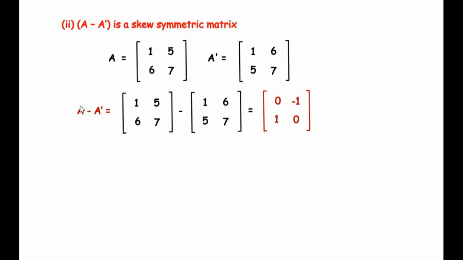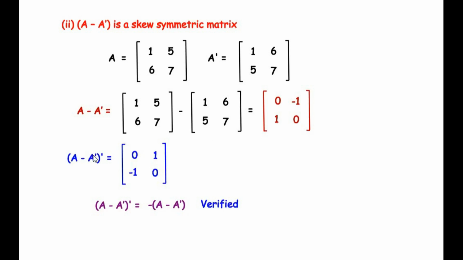Now let us take its whole transpose. So A minus A transpose the whole transpose. Now the first column has become the first row and the second column has become the second row. So here we can see that the diagonal elements are 0 for the original matrix and the transpose matrix. And the second observation is the signs have changed. So minus 1 has become plus 1 and plus 1 has become minus 1, which verifies that A minus A transpose is a skew symmetric matrix, hence verified.